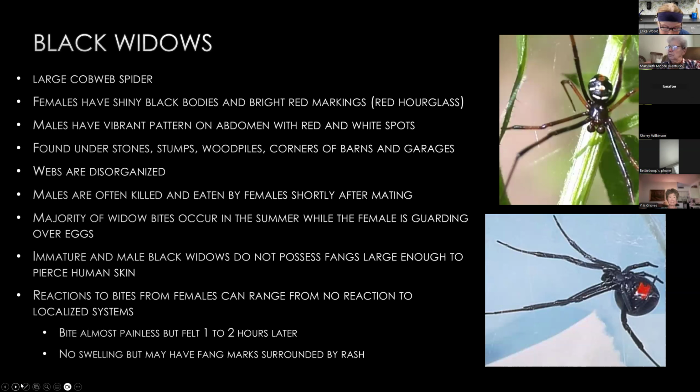You may have some muscle aches. In other rare occasions, you may even have some difficulty breathing. And again, that's where you need to seek medical attention.